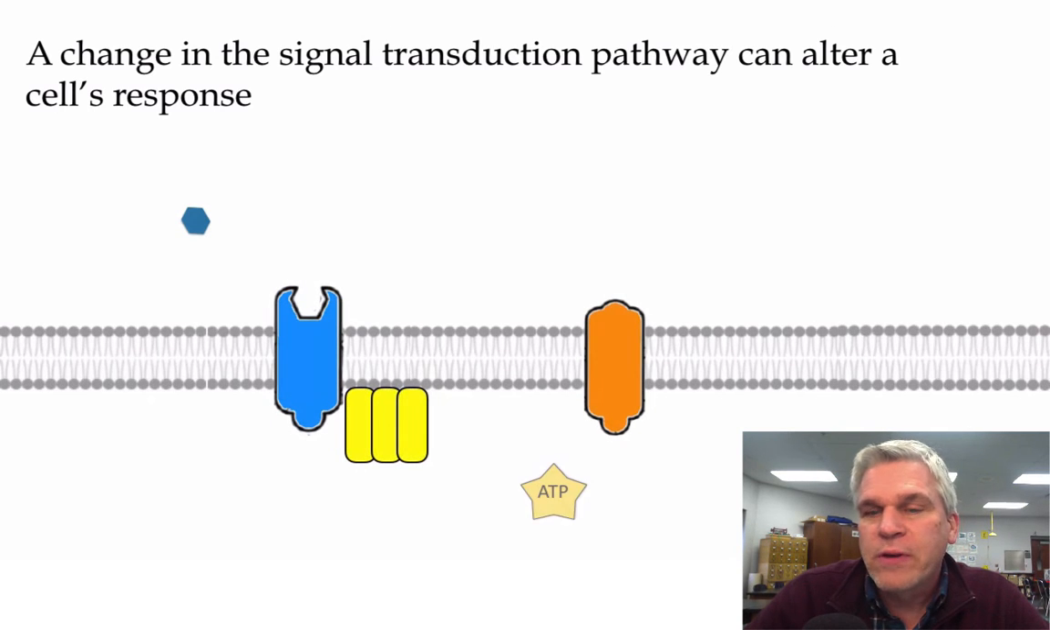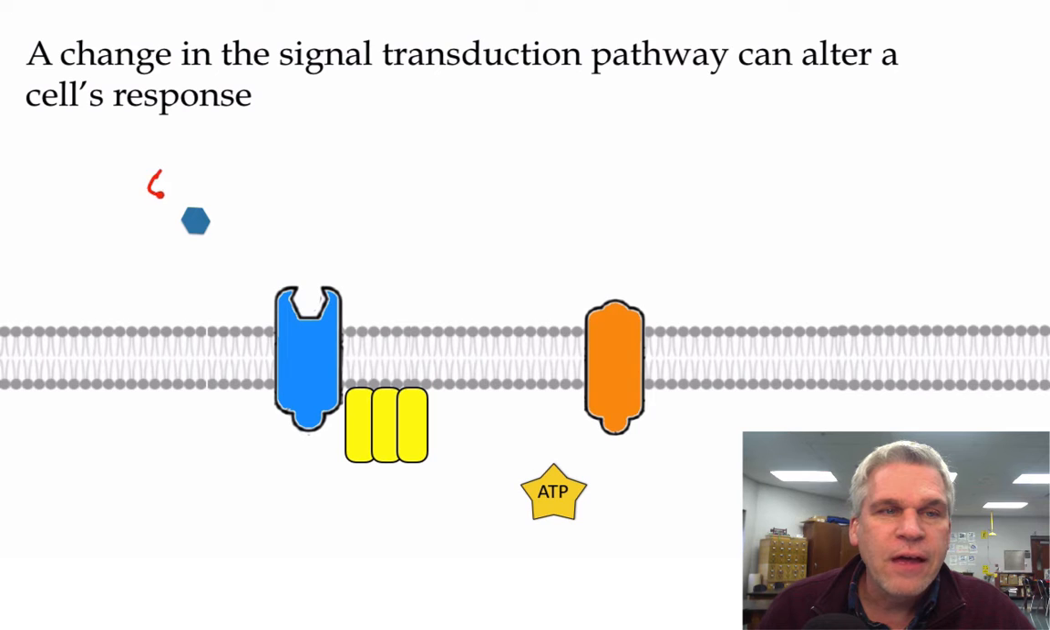So just as a quick review, remember that we have a ligand, that's just a molecule that is going to attach to a receptor. That receptor is embedded in the cell membrane. We have some proteins. These are our G proteins.